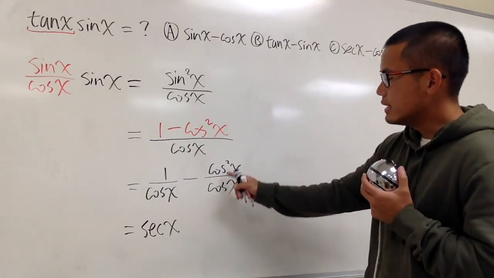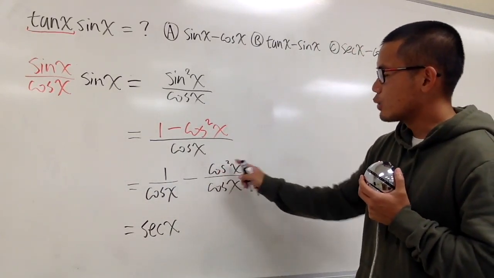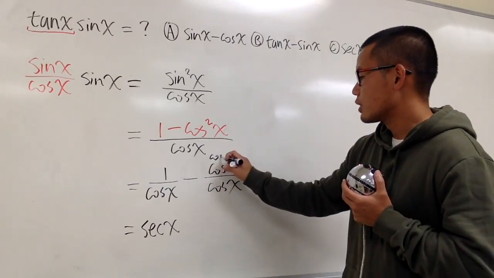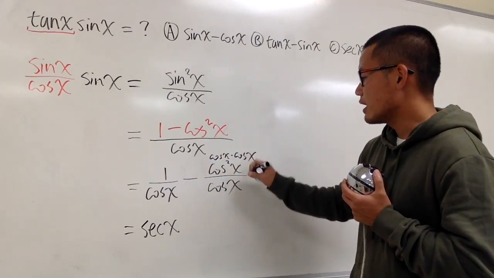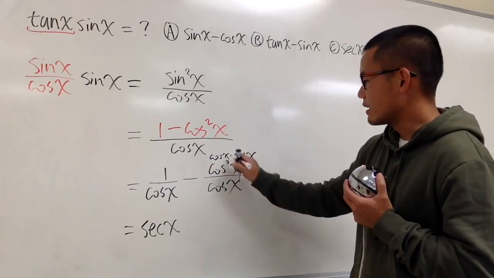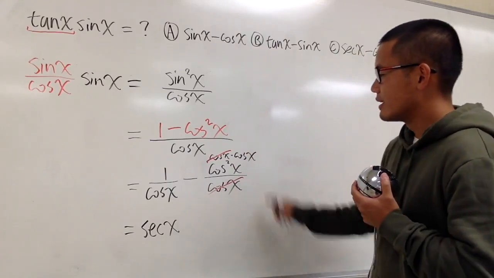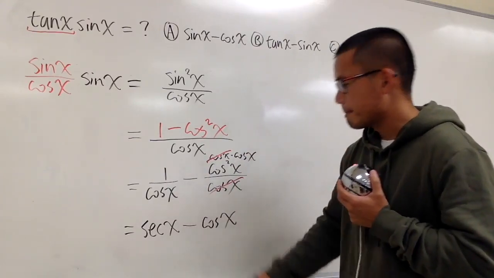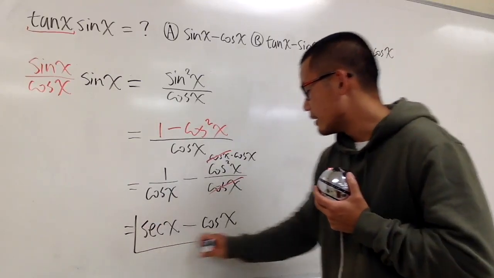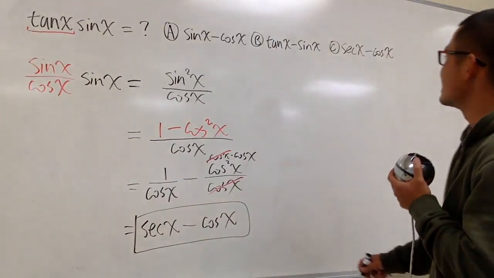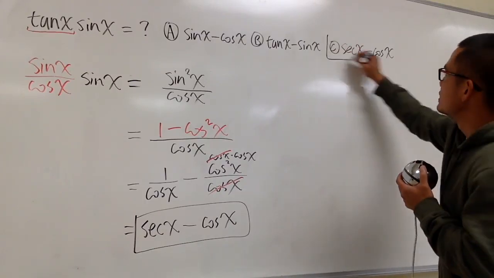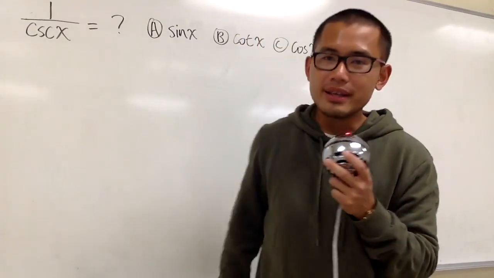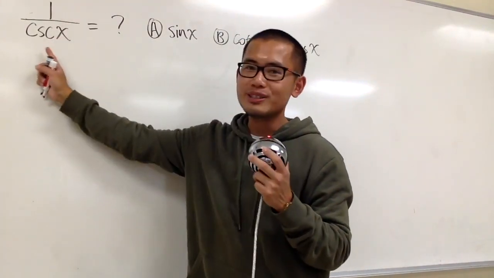And for this right here, this is cosine square x over cosine x. You know this is the same as saying cosine x times cosine x, 2 of them on the top. I can cancel this with one of them. So this is minus that cosine x. And that's what we have. Secant x minus cosine x, which is choice C again. And that's it. Okay, this one we have 1 over cosecant x.